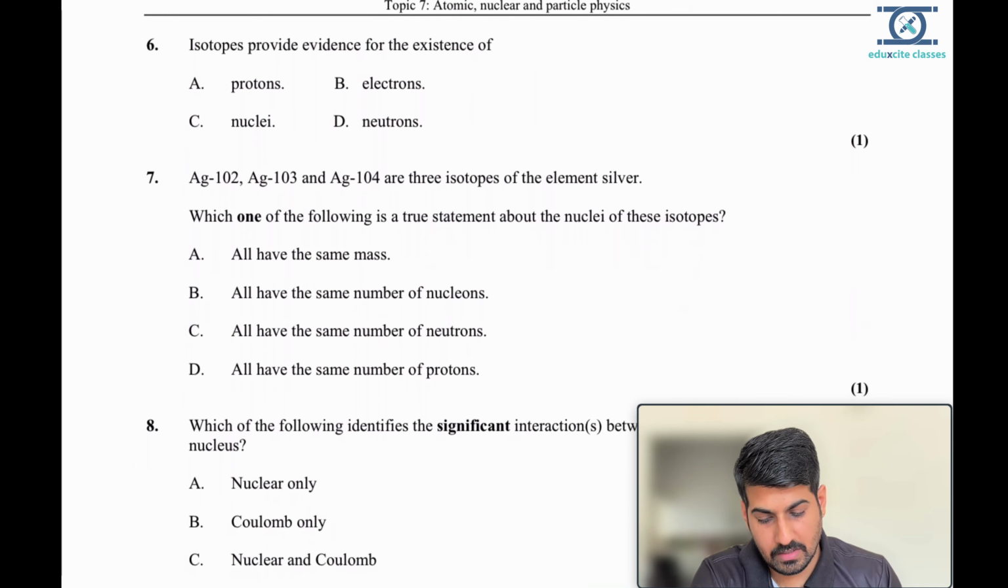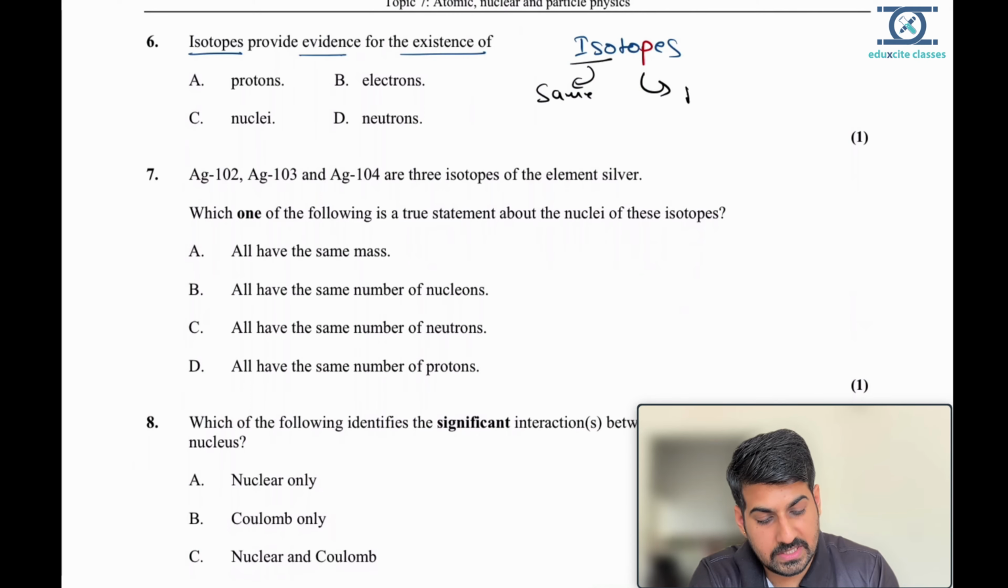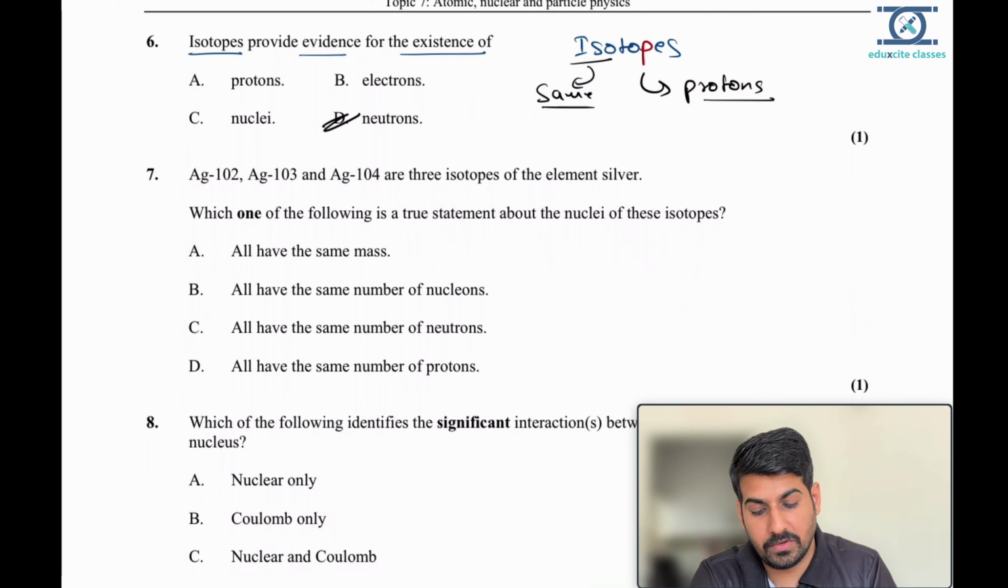Okay. Now isotopes provide the evidence for the existence of... Now you might know that isotopes. Why I've written P like this is because iso stands for same, and P stands for proton. Same number of protons but different number of neutrons are known as isotopes. So it gives us the evidence for the existence of neutron, that is option D for question number 6.